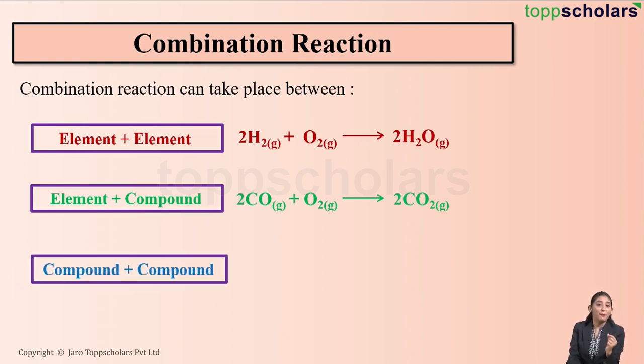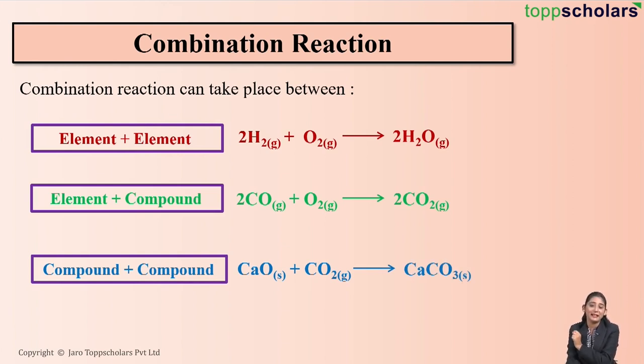Similarly, compound and compound also react with each other. So we have an example over here, calcium oxide and carbon dioxide. Both of them are compounds. These two compounds react with each other, combine with each other, resulting in the formation of calcium carbonate, again a single product. So from this we understand that a combination reaction can take place between two elements, or an element and a compound, or between two compounds.